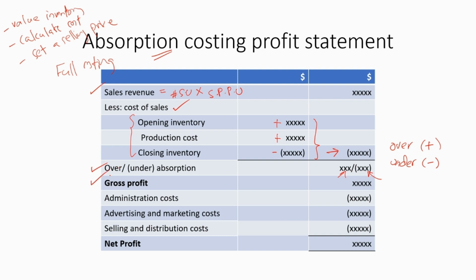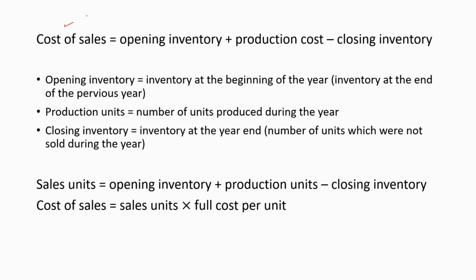After that, we can calculate the gross profit. Then we can deduct all the non-production fixed costs. These are the non-production fixed costs. So finally, we can calculate the net profit. Let's discuss how to calculate the cost of sales. So the cost of sales is equal to opening inventory plus production cost minus the closing inventory.